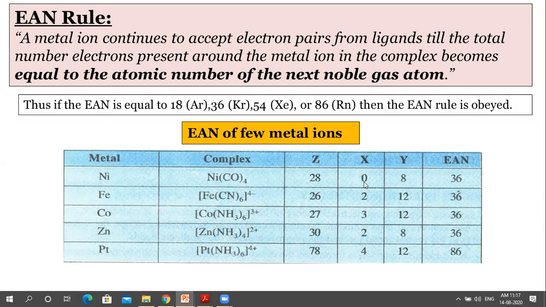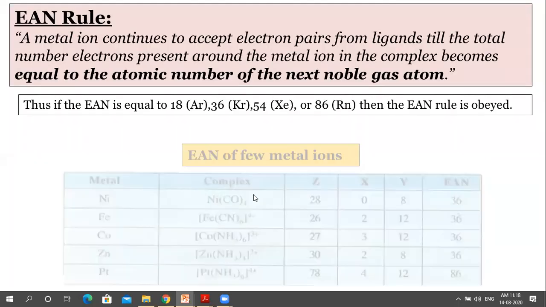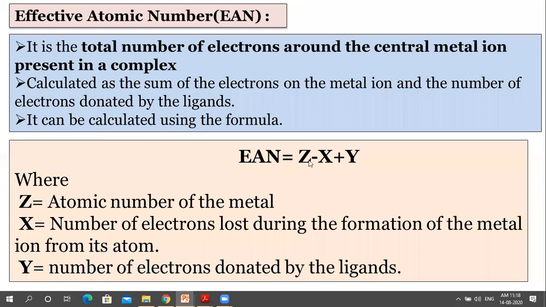So I will explain these examples. These are some examples I have given. This is a complex, nickel tetracarbonyl. According to this formula, what is this formula? EAN is equal to Z minus X plus Y. So according to this formula, we will calculate the effective atomic number.